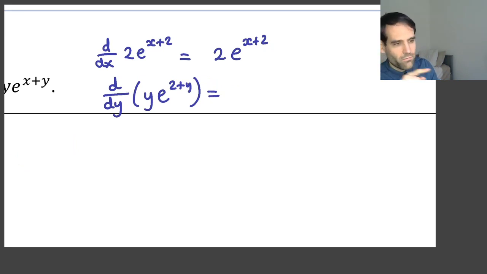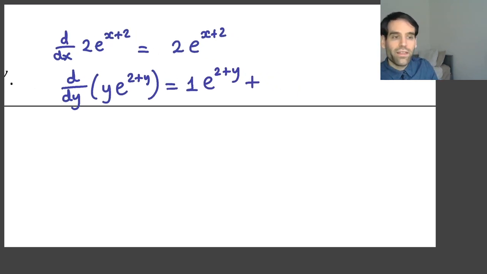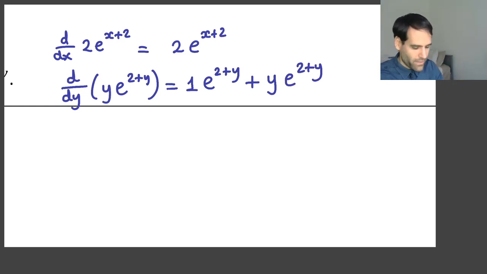So this is the derivative of y, which is 1, times the exponential without derivative. Now plus the y without the derivative times the derivative of the exponential with respect to y. What's the derivative of e to the 2 plus y? It's the derivative of 2 plus y, which is 1, times the exponential itself. So this. Okay? So this is from last semester, but now instead of 2, we have an x.